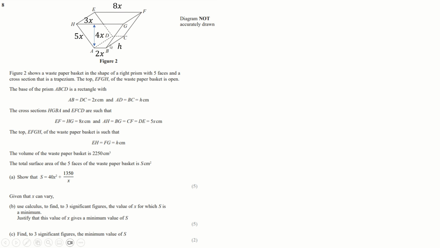You can do some Pythagoras if you really want to. The area of the trapezium, therefore, is 2x plus 8x all divided by 2 times 4x, just a plus b over 2 times h. And therefore, the volume is that also times by h, which is all equal to this, which is equal to 2250, apparently.